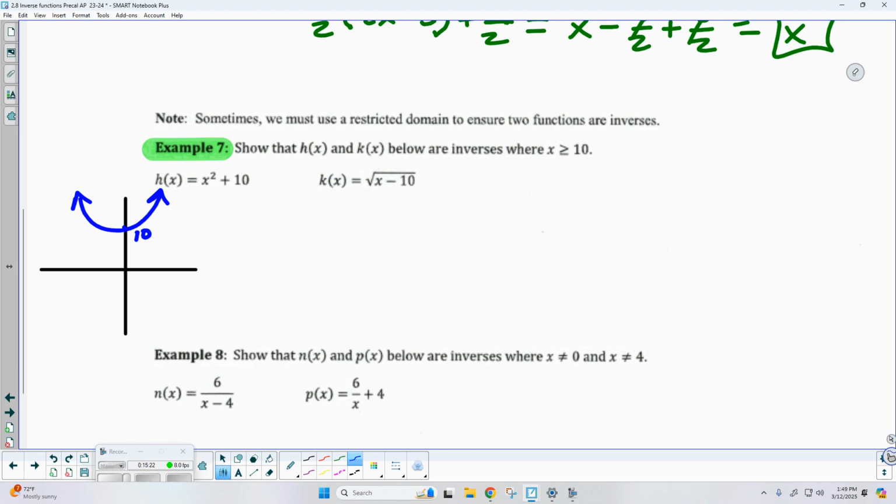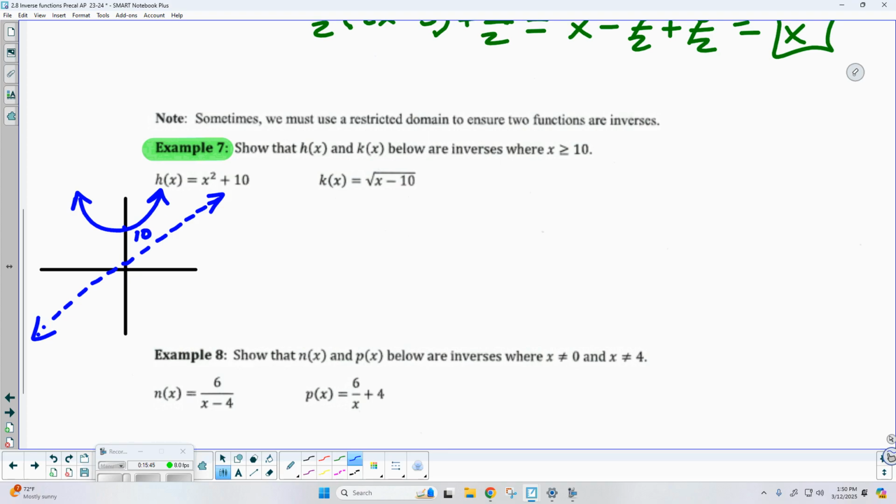Now remember, if I were to go ahead and reflect this across the linear parent y equals x, I'm going to get the inverse relation, right? Okay. Can anybody tell me, what does the square root of x minus 10 look like?